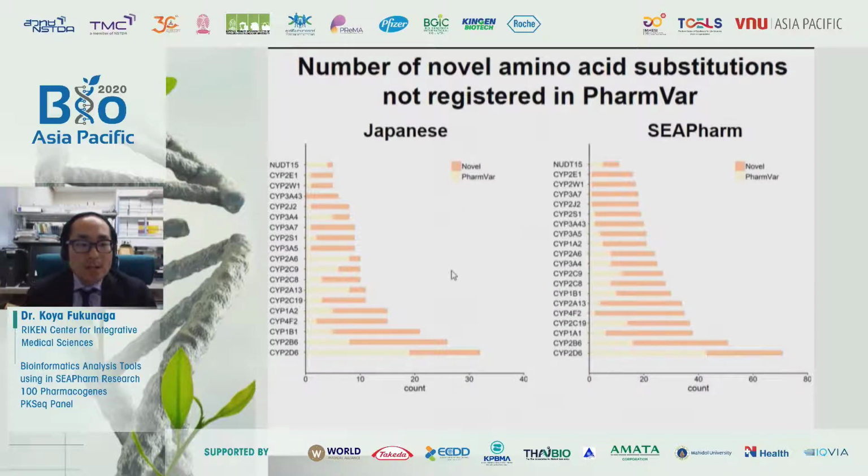I'm showing the novel variations not registered in PharmGKB from Japanese and SEAPharm data. The yellow panel shows the non-amino acid variations. The red panel shows the novel amino acid variations. As shown in the Japanese database, many novel variations were detected. The SEAPharm project data show the same tendency. So this data is very precious.